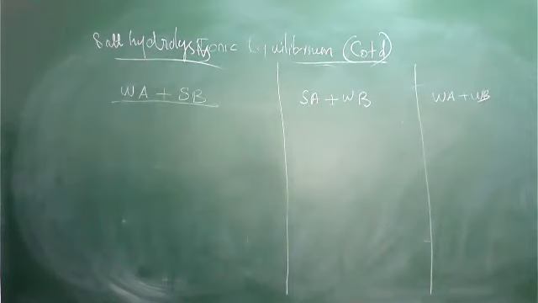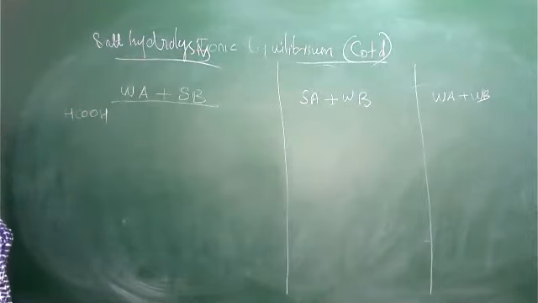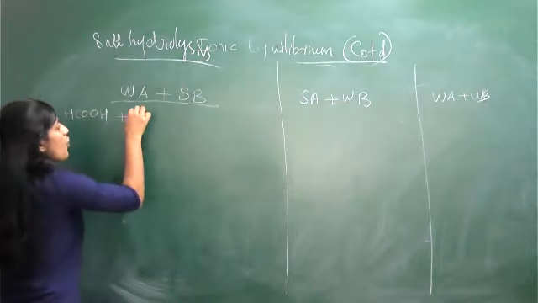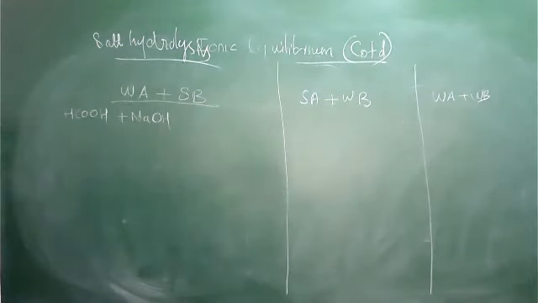Okay. So you know that weak acid, can you give an example? Like formic acid is a weak acid, HCOOH. Formic acid. Okay. This formic acid is reacted with NaOH. Suppose sodium hydroxide is a strong base. Right?